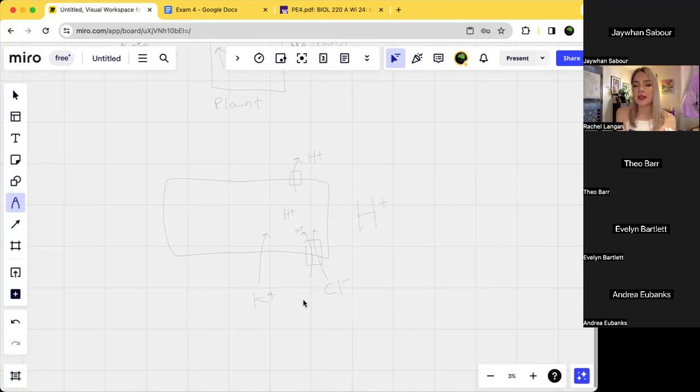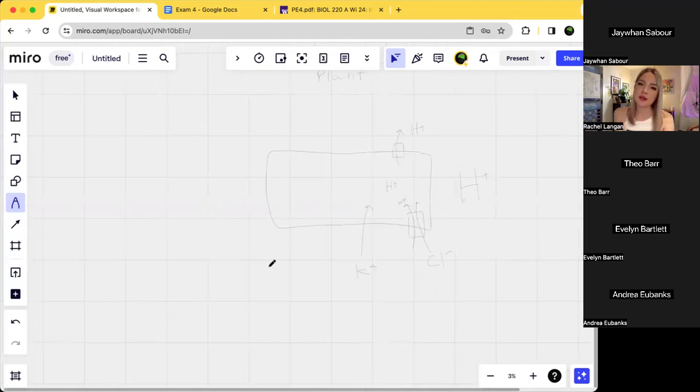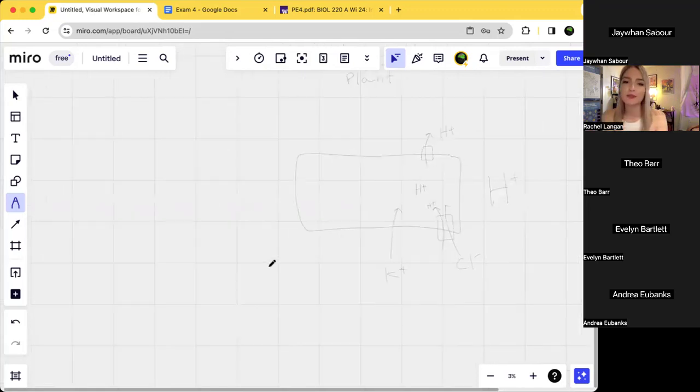And I could definitely see him giving you a new nutrient that's not potassium or chloride. And you'd have to calculate the Nernst equation, figure out how it's going to move, figure out what kind of transporter it needs, whether it's active or passive transport.